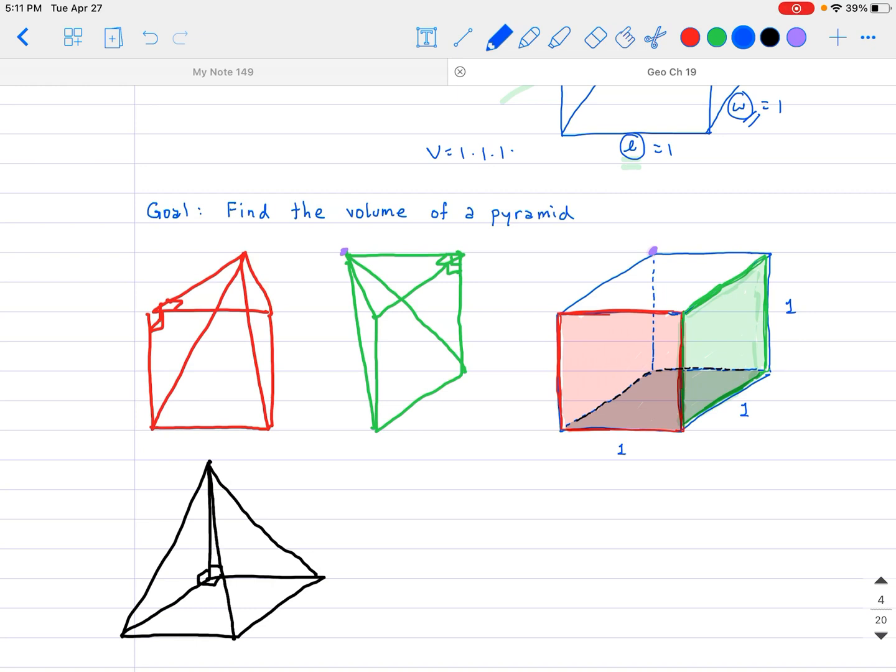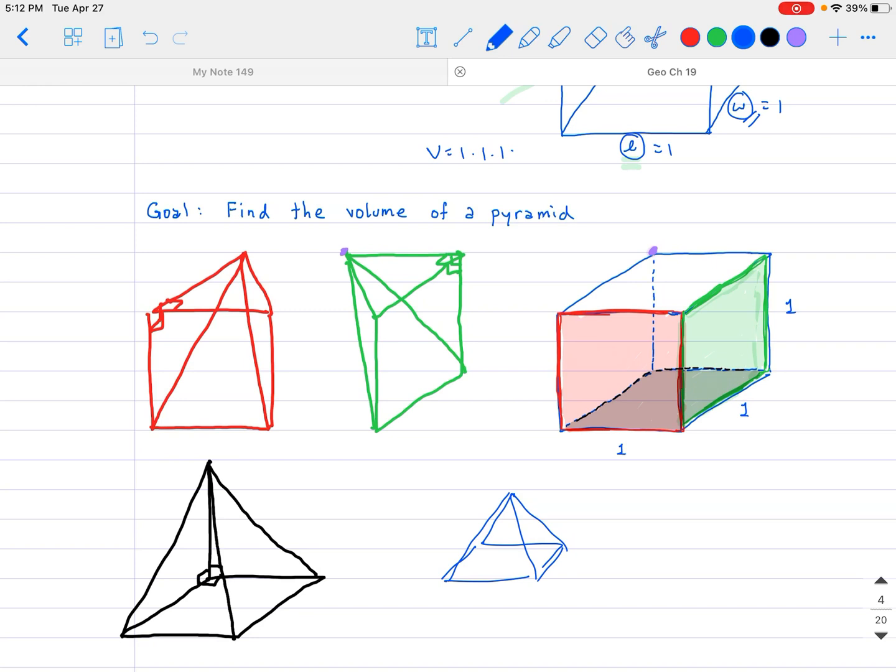What I would like to do is use this cube to figure out the volume of a pyramid. The pyramid that we're looking at is going to be the specific shape where the base is a square. So we have a base right here, and then you have a vertex, which is somewhere vertical. So something like this, okay?